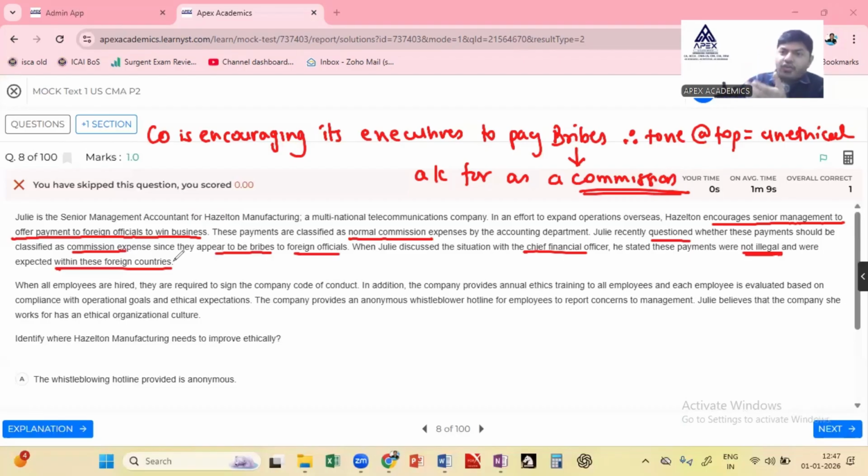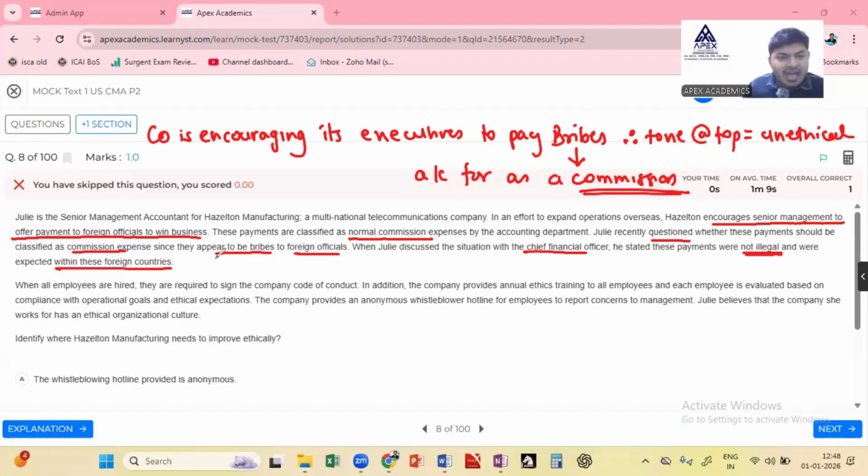So, although in these foreign countries this might be a normal practice, in the United States of America, why United States of America? Because we are becoming US CMAs, please. So, we will go by American law. In America, paying bribes is not accepted. So, the CFO says that this is not illegal, and in these foreign countries this is what happens. Chalta hai, hota hai, koi problem nahi.